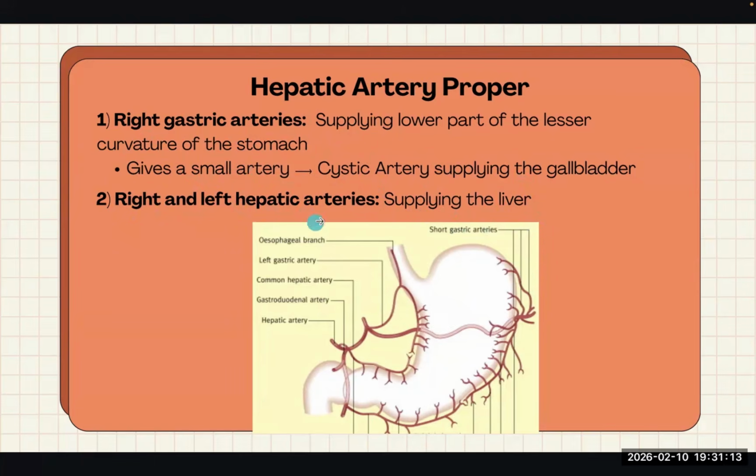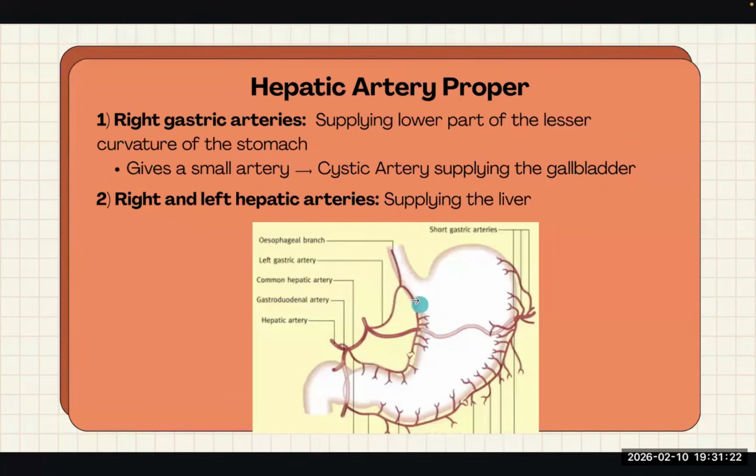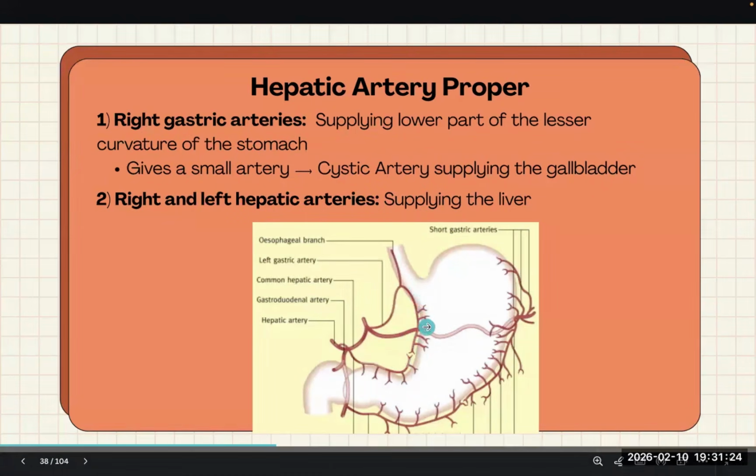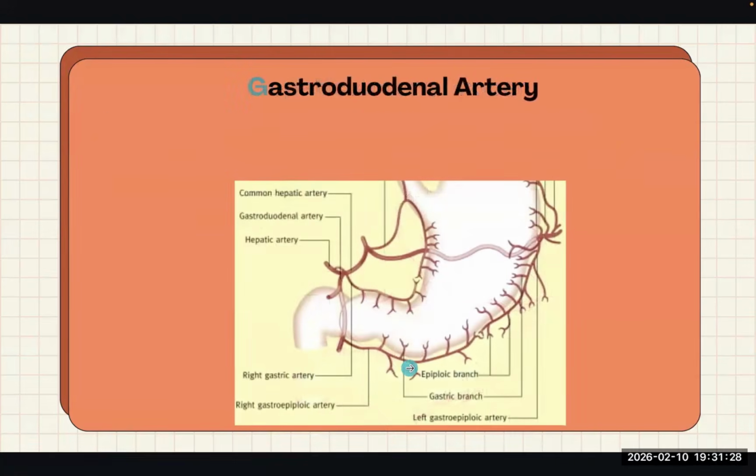Left hepatic, so it just makes sense that it's the liver. You can also see over here that they join together to make an arcade. Which ones? The left gastric and the right gastric. Now I move on to the next guy, which is the gastroduodenal artery.